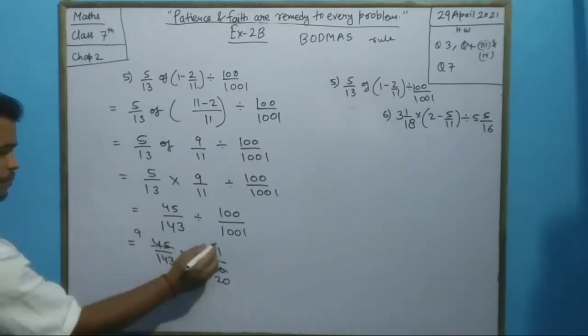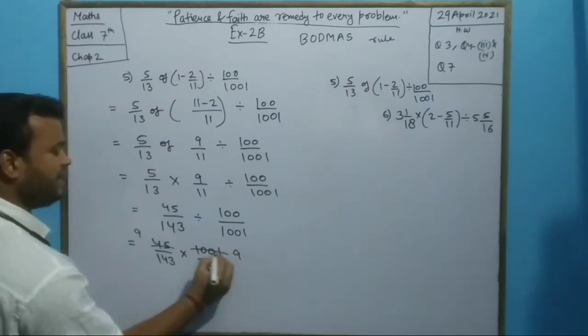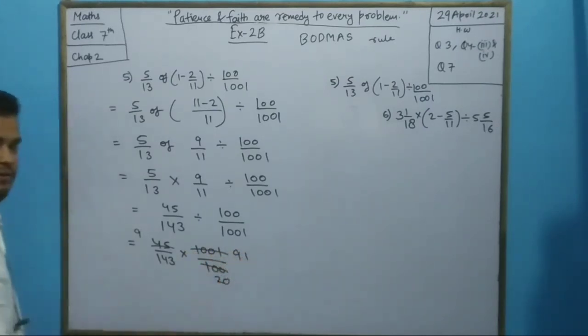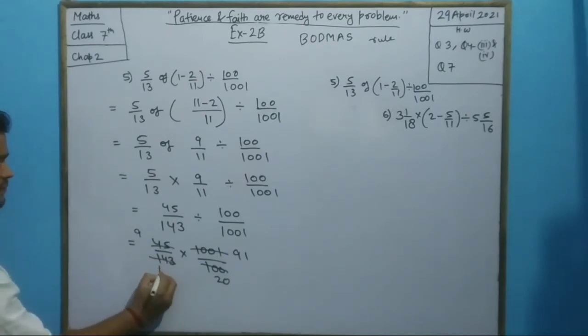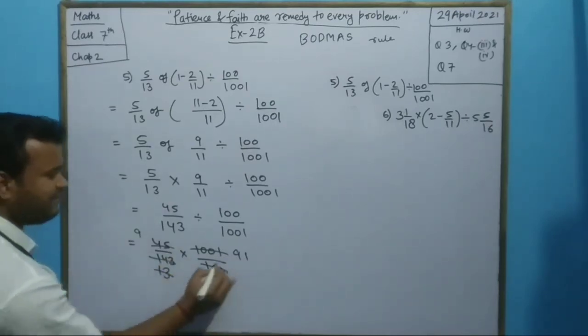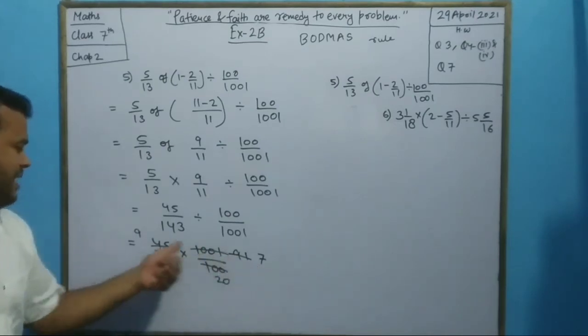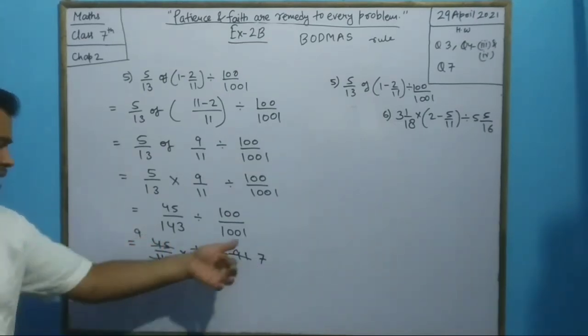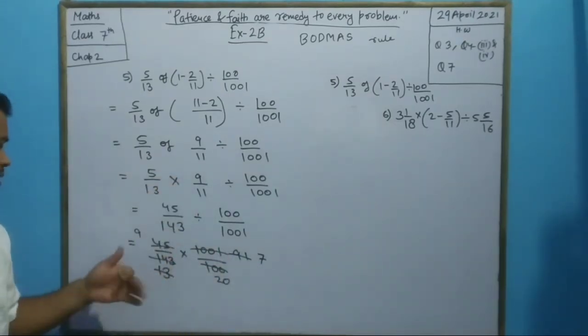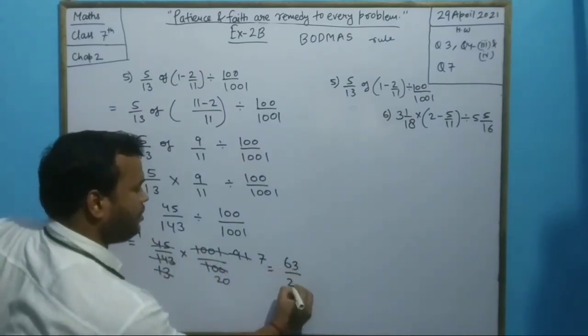Again, in both this 11 we have to cut by 11. 11 9 is 99, 11 1 is 11. Again 11 it will be 13. Again 13 and 91. 13 7 times it is 91. So 7, 9 and 20. Is there anything common? No, nothing. 9 into 7, that is 63 upon 20.